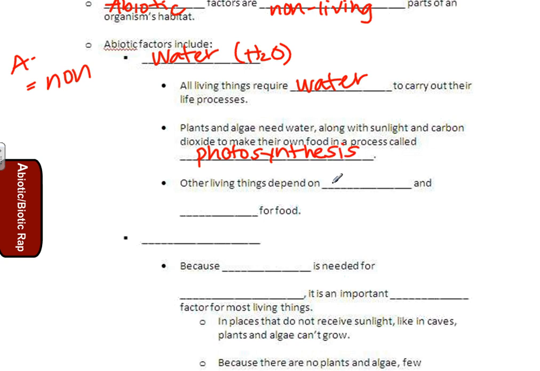And other living things depend on plants and algae for food. So if you didn't have plants and algae, if you didn't have the water for them to be able to go through photosynthesis and make their own food, plants and algae wouldn't be able to grow. So what happens to those animals that eat plants and algae? Well, they die. We think, oh, well, I don't eat just plants and algae, so I'll be okay.